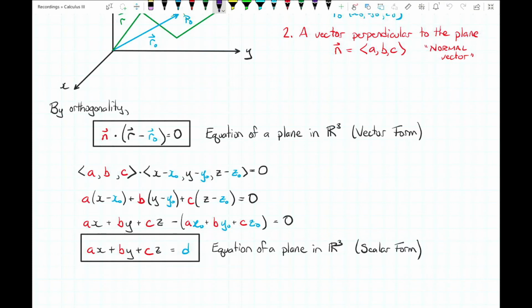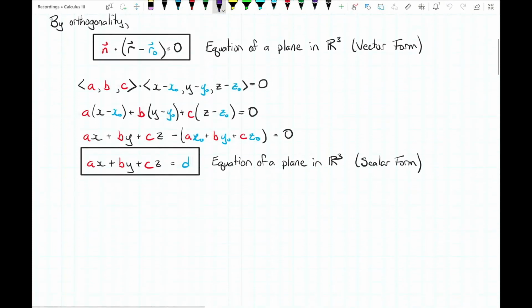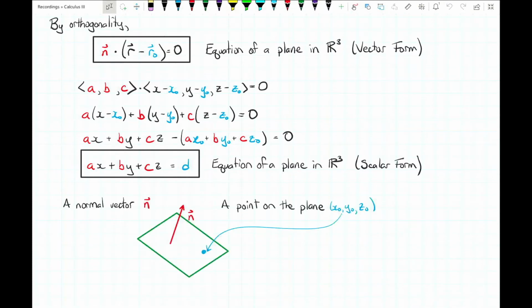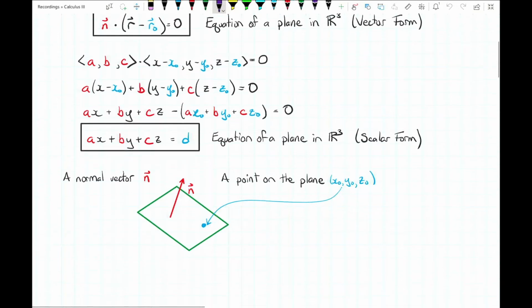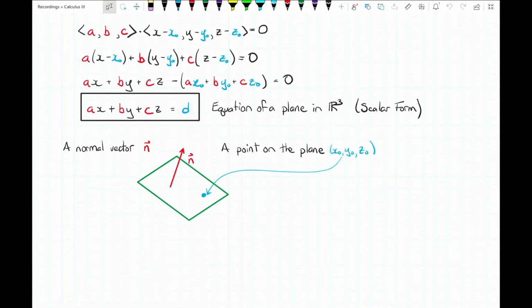Probably the most important thing to remember with planes is that we need 2 pieces of information. We need a normal vector and we need a point on the plane. With those 2 pieces of information, we can go ahead and form the equation of a plane. Now there is maybe another option here as well. If we don't have a normal vector, then there is maybe one other way that we could come up with the equation of a plane.